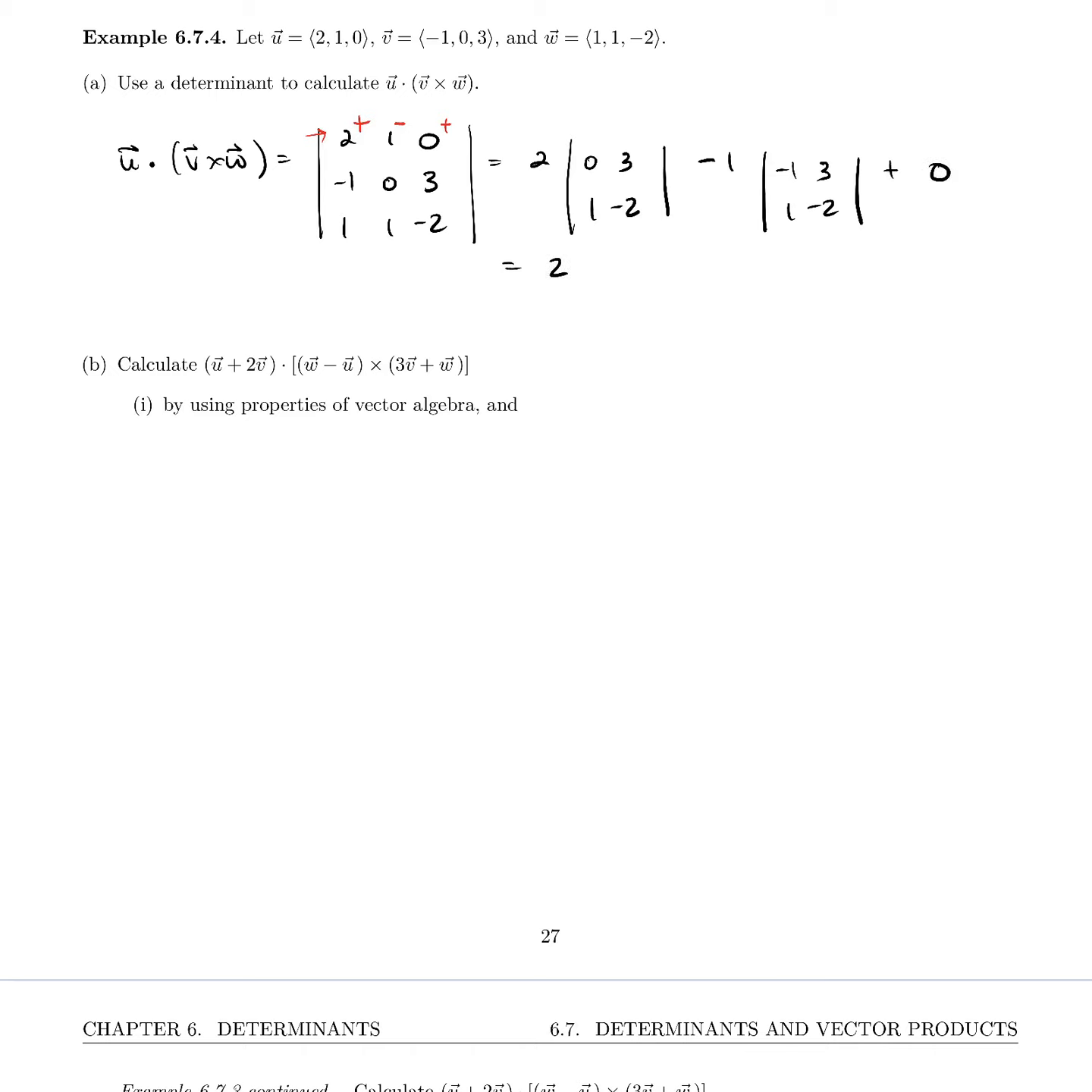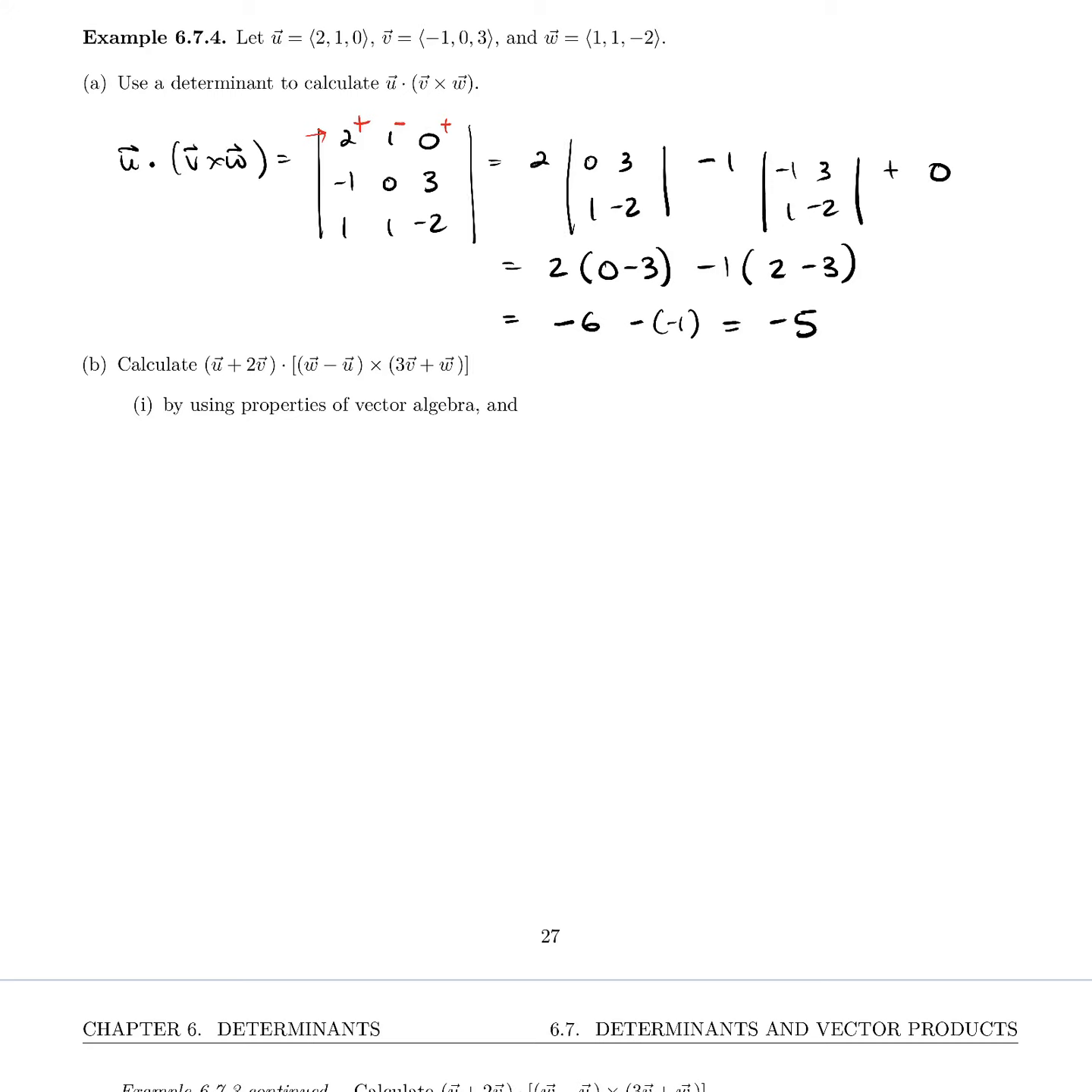So we get here 2 times, and we have 0 minus 3, minus 1 times 2 minus 3, which gives us minus 6, and then minus 1 minus 6 plus 1 is minus 5. So that's part A. There is the triple scalar product evaluated as a determinant.